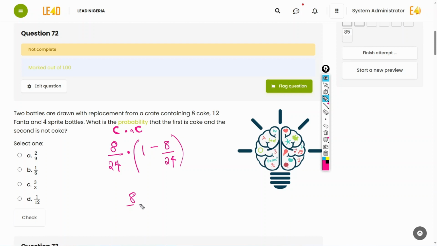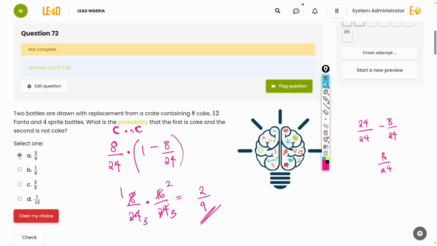So that will be 8 over 24 times, when you do this math, right, because that's 24 over 24 minus 8 over 24, that will be 16 over 24. So times 16 over 24. So multiply this out. Here will be 1, here will be 3, here will be 2, here will be 3. So I'm ending up with 2 out of 9. So there's a 2 out of 9 chance that the first one would be Coke and the second one will not be Coke.